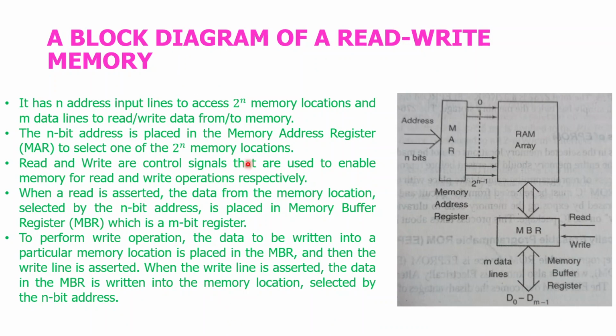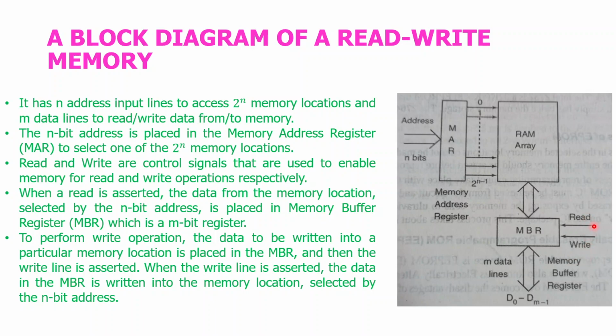This is the block diagram of read-write memory. It consists of n address input lines to access 2 power n memory locations, and m data lines to read and write data from the memory. The n-bit address lines are placed in the memory address register to select one of the 2 power n memory locations. Read and write are control signals, and the figure shows the read and write control signals.